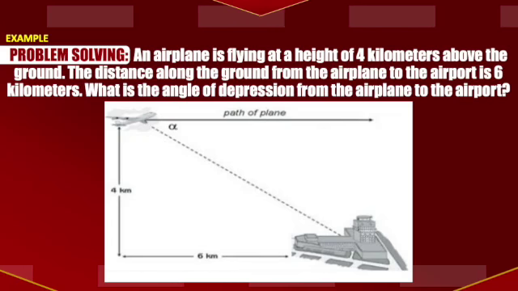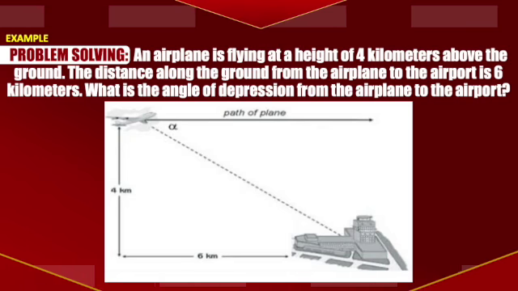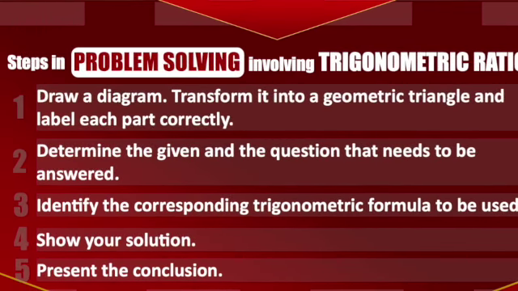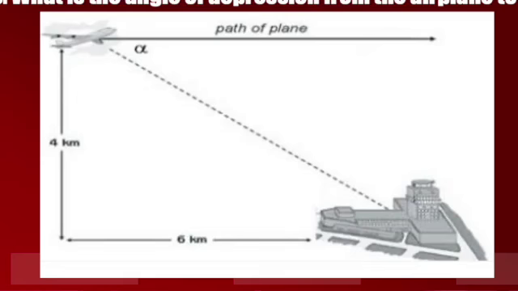So going back to the problem, let's list the given. Step 1: draw a diagram, transform it into a geometric triangle, and label each part correctly. We already have a figure here. What we'll do is label each part of it. When we say label, we label all the given sides that are available, which are the 4 and the 6 kilometers, here in our figure.